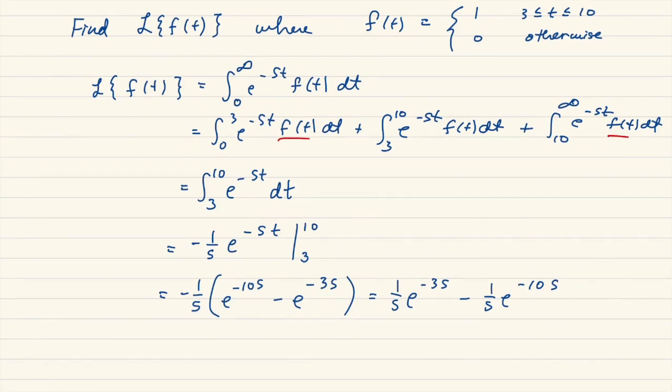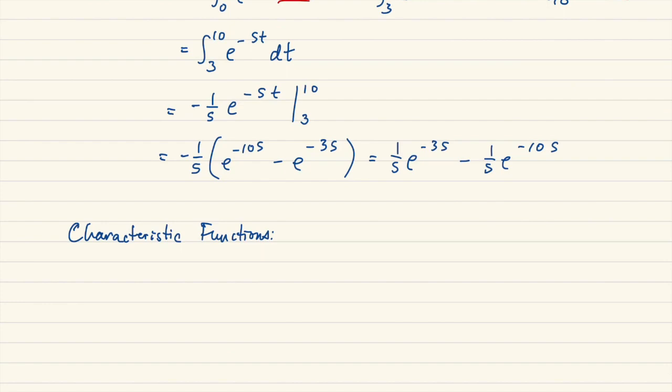Characteristic functions are really defined over any set, but we're going to define them specifically over an interval. We use chi, the Greek letter chi, for characteristic. This is defined as the function that's going to be 1 if t is between a and b, and 0 otherwise. So this is formally what's called a characteristic function.